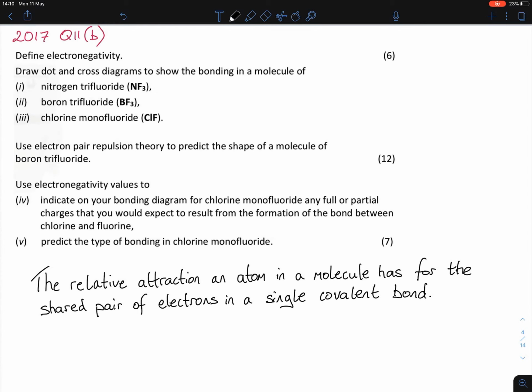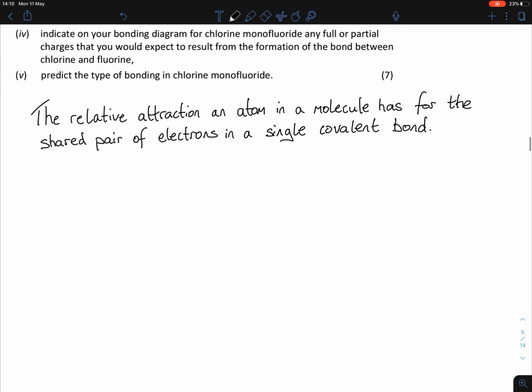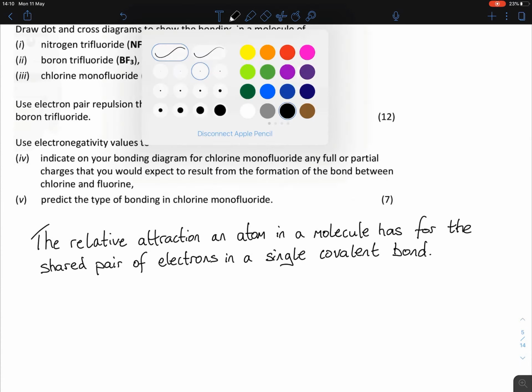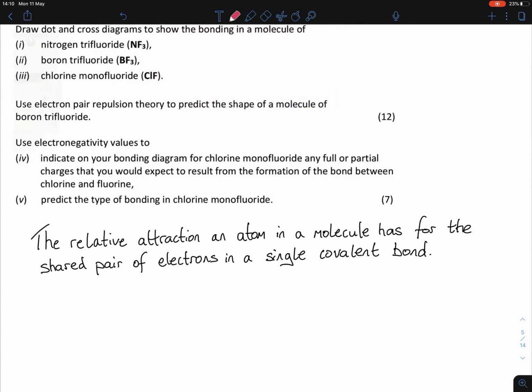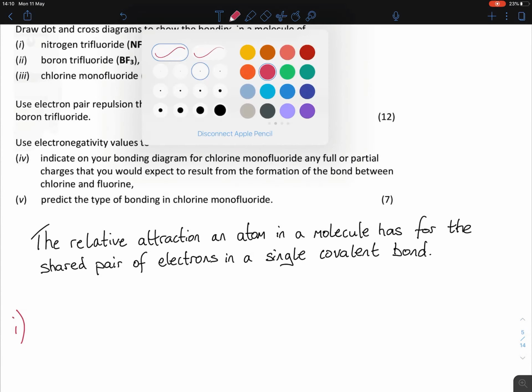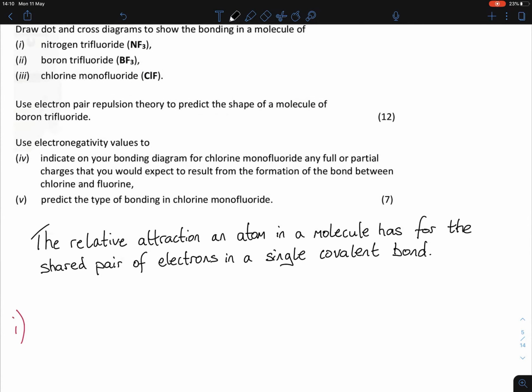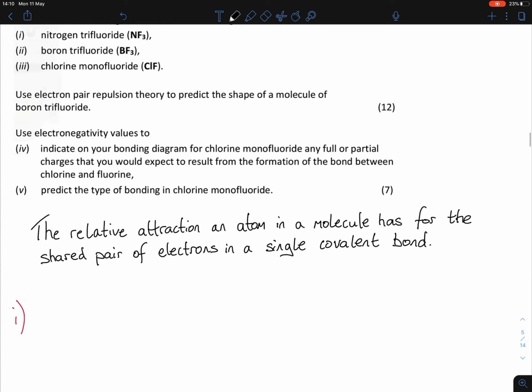Now, the next part is to draw dot and cross diagrams to show the bonding in a molecule of the following. Okay, so let's have a go with NF3. I'll just do part I there, just to break it up. If we're looking at NF3, N is on its own, N being nitrogen. So nitrogen is in the center. Nitrogen goes here.